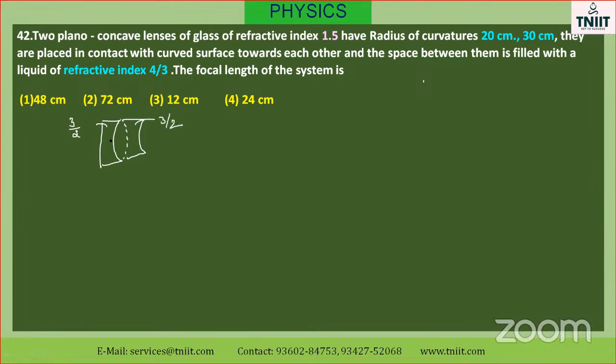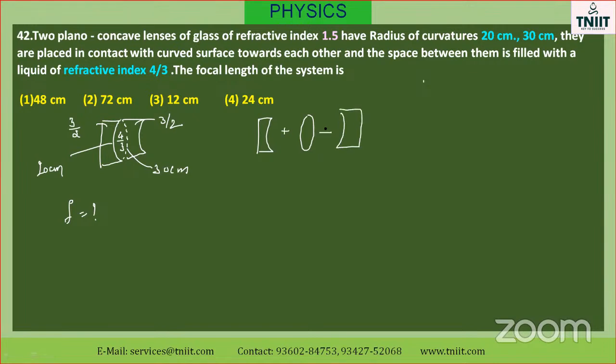Radius of curvature. For the first case, it is 20 centimeter. For this, the radius of curvature is 30 centimeter. Now, the space is filled with water of refractive index 4/3. What is the focal length of the system? Please remember there are 3 lenses here. One lens is this. The second lens is this. The third lens is this.